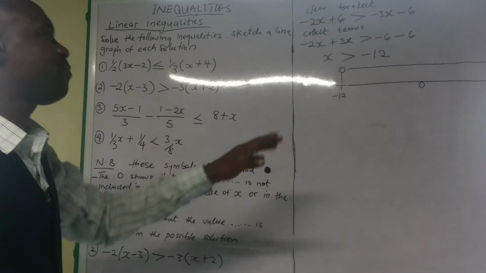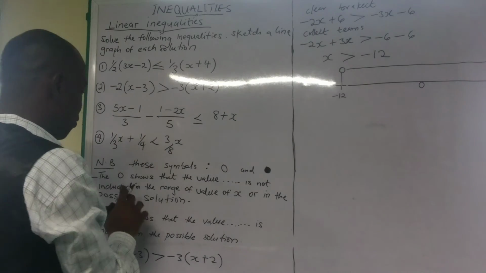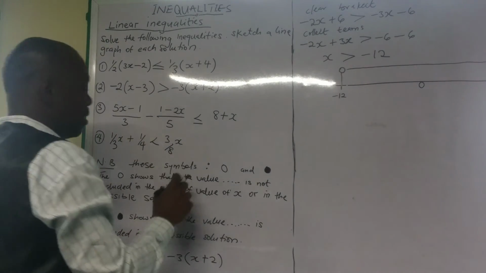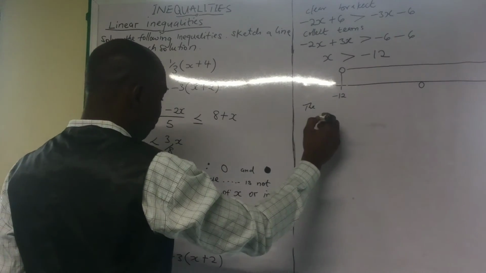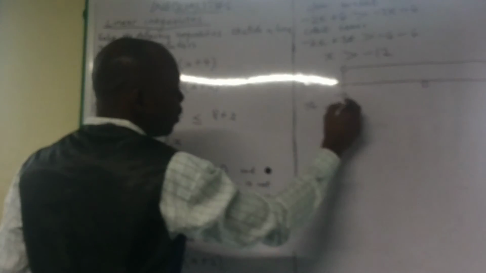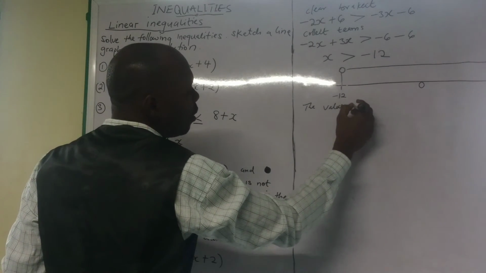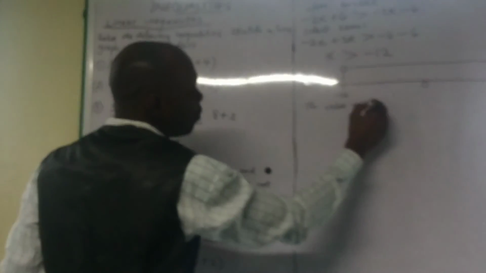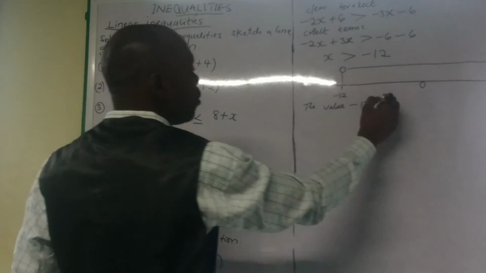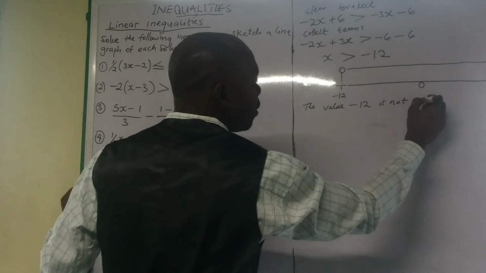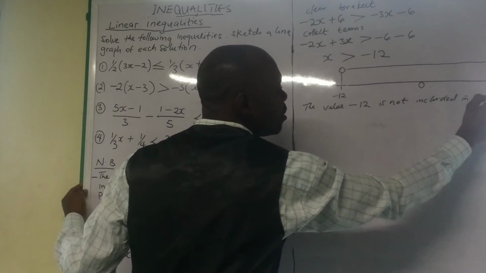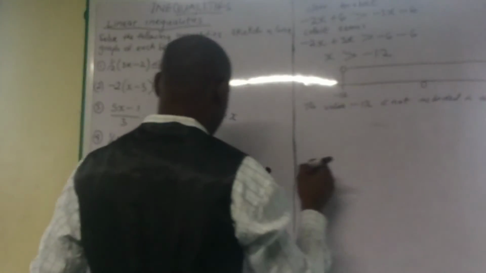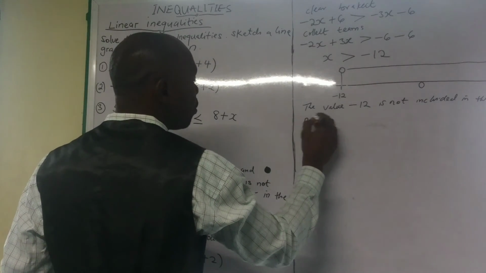So that's what is expected from us. It shows that the value minus 12 is not included in the possible solution.